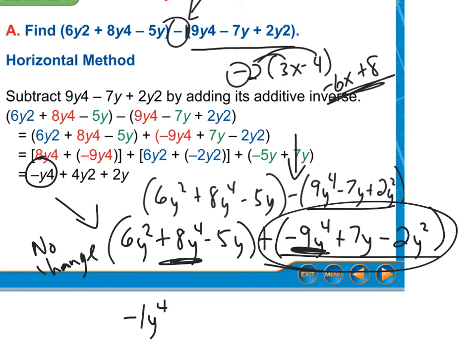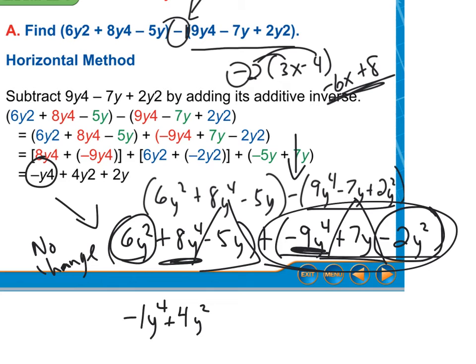Then the next term, I got a 6y squared here. Do I have any y squareds over here? Yep. I got a negative 2y squared. So 6 minus 2 is going to be 4, positive 4y squared. And then I got a negative 5y and a positive 7y, which is positive 2y.